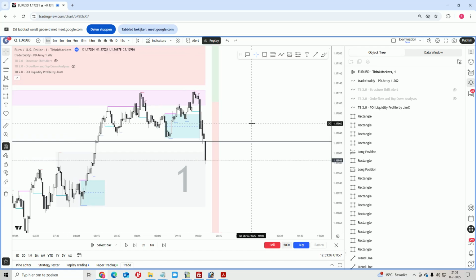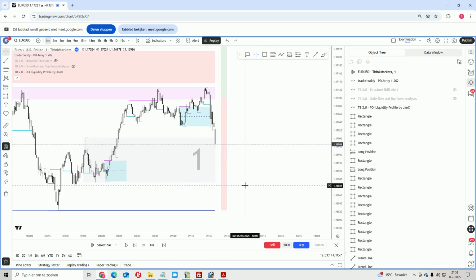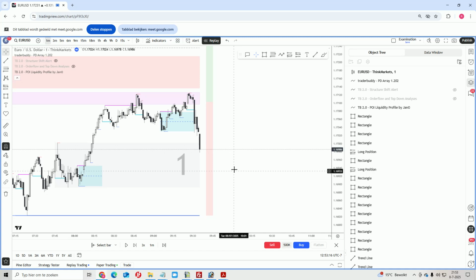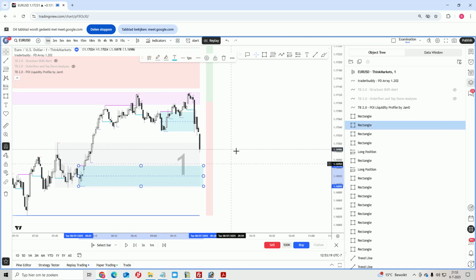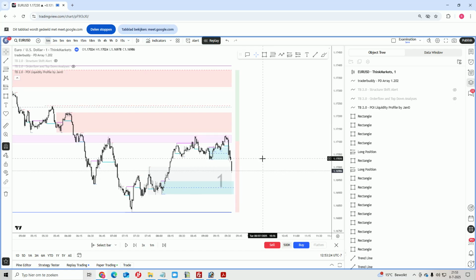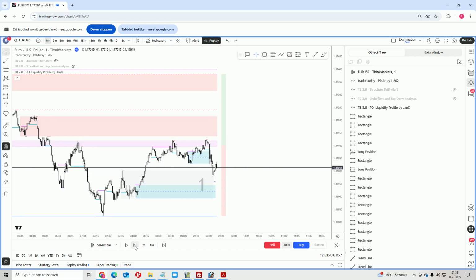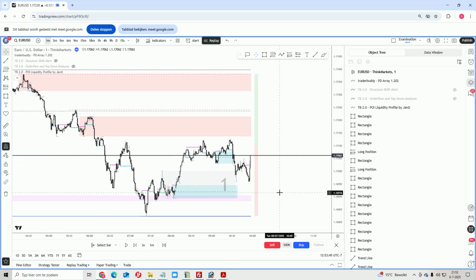Now we close below. But we also enter a higher time frame PD array. So this is not very handy to go for a short if we enter in a discount and we enter a bullish PD array. So we better wait for the reaction on the higher time frame. Okay?